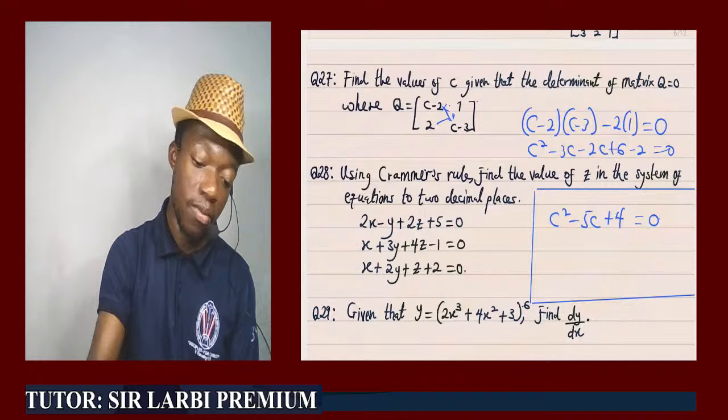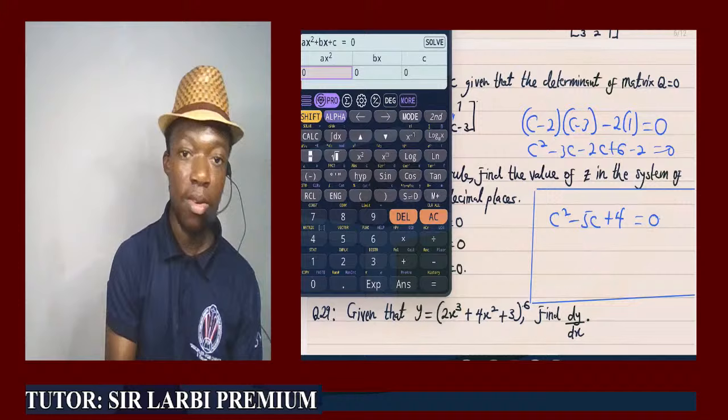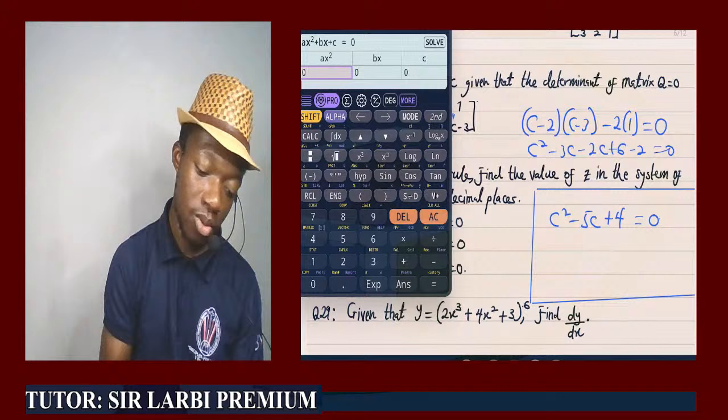So let me go to my mode straight up. For your calculator, you go to mode, you go to 5, you go to 3. So here with my case, I have it down here. So here I have it to be 1, negative 5, then 4.